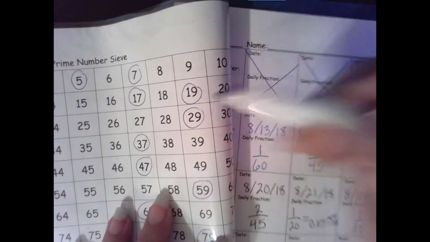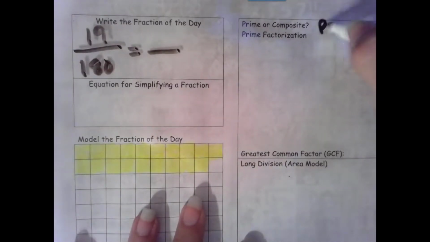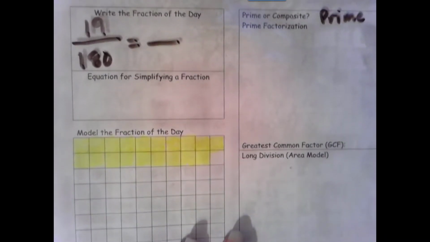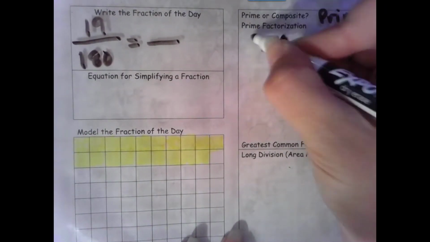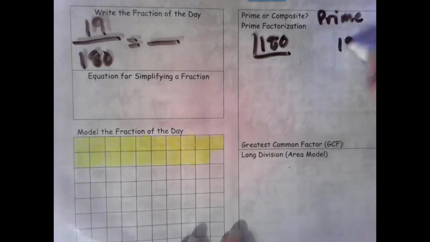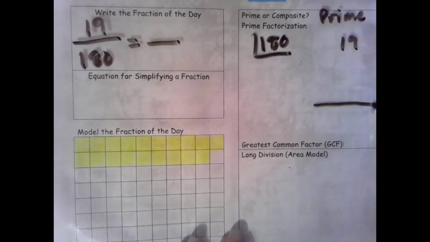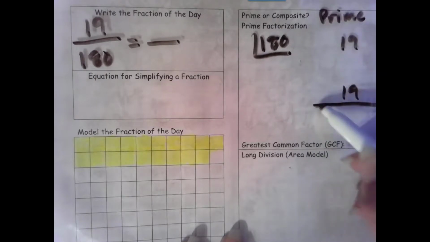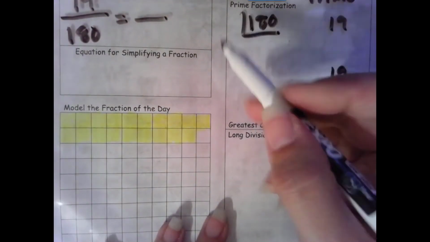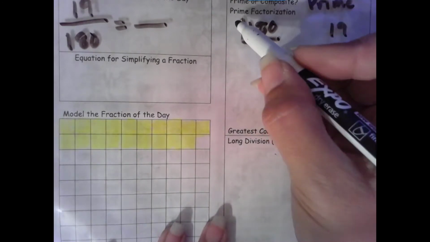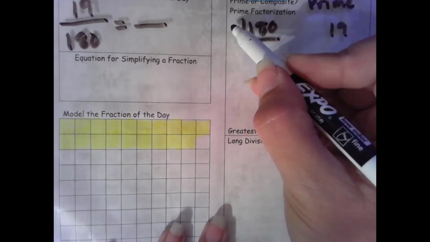19 is prime. So that means we only need to check our denominator for our prime factorization. 19 is already done. Just have to get our denominator. So hopefully the denominator is getting a little easier because it's the same every single time we do it.